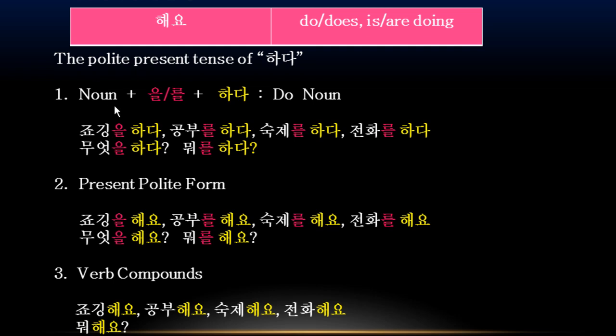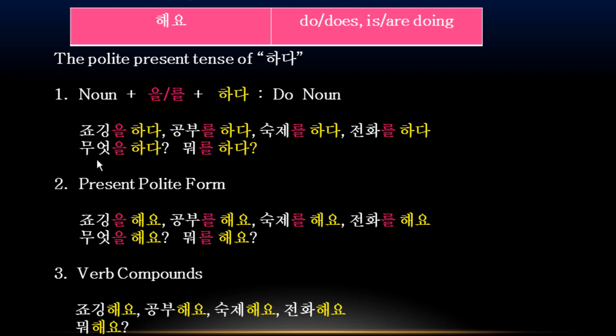So let's look at this process here. When you add a noun, and then you put 을 or 를, which is the object marker, and then you put 하다, that means you do that noun thing. So jogging is a noun, and you attach the object marker, 조깅을 하다. 조깅을 하다 means I jog. 공부를 하다, I study. 숙제를 하다, I do my homework. 전화를 하다, I make a telephone call.